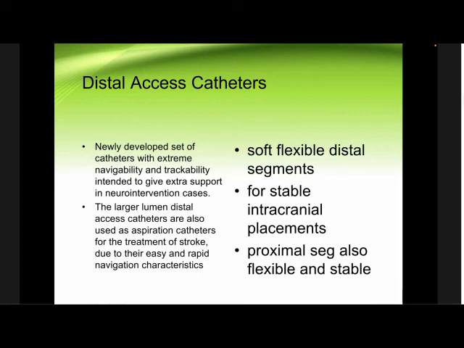Coming to the last group of the guide catheters, it is the distal access guide catheter, commonly known as DAC. These are a newly developed set of catheters with extreme navigability and trackability, intended to give extra support for neurointervention cases. The large lumen distal access catheters are also used as aspiration catheters for the treatment of stroke due to their easy and rapid navigation characteristics. They have soft, flexible distal segments for more stable intracranial placement, and proximal segments are also flexible and stable.